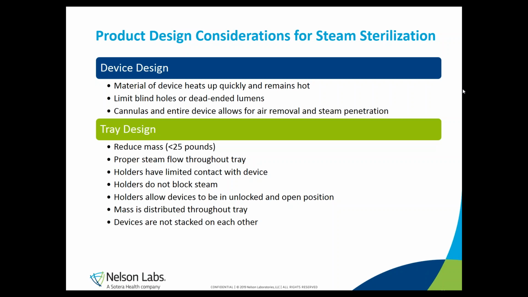We always advise to limit blind holes, but also dead-ended lumens as much as possible. If you have a tray, it is important to reduce the total mass. Ideally, the mass is also distributed throughout the tray. Ensure a proper steam flow throughout the tray. You can use holders, that's not a problem, but make sure that these parts have limited contact with the device and do not block steam. Also make sure that the devices in the tray are not stacked on each other.